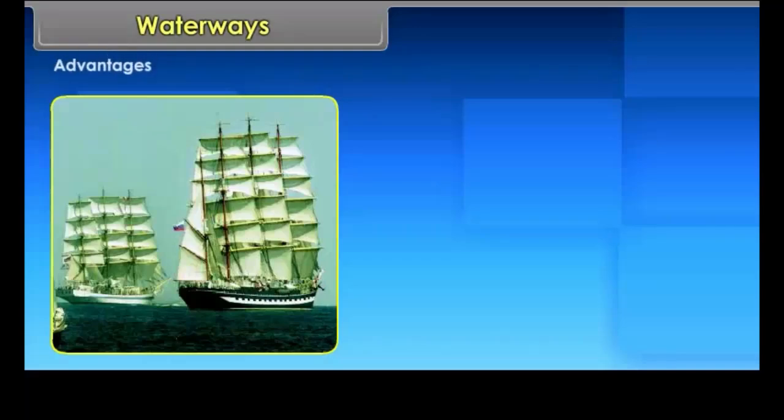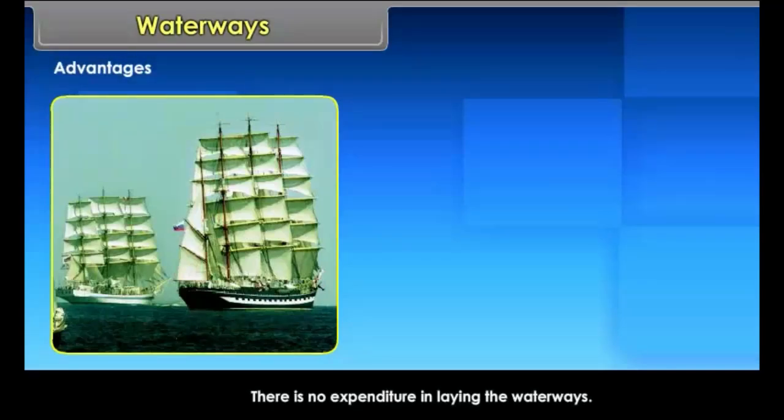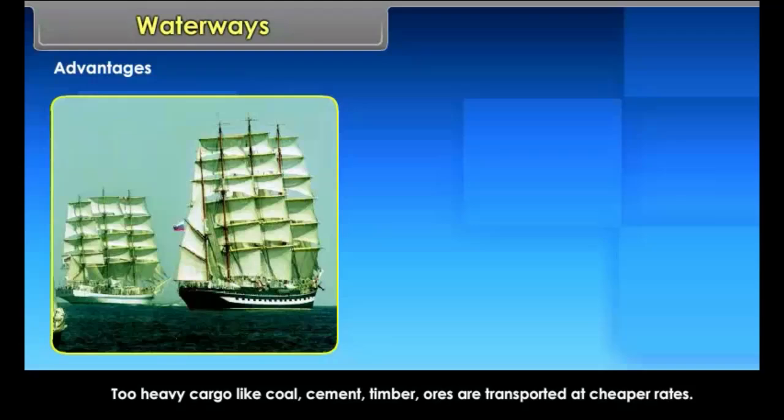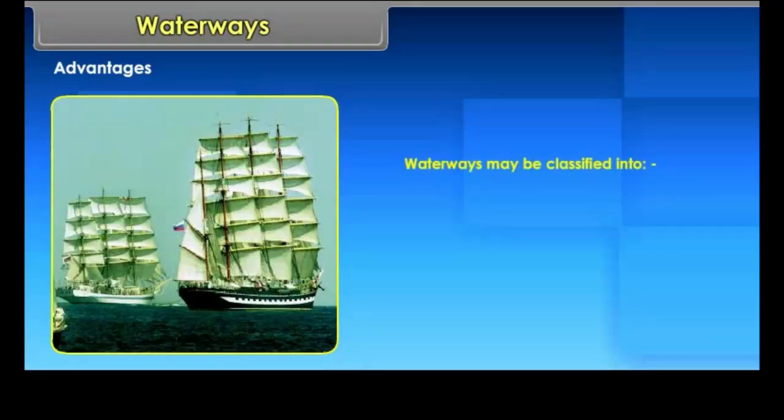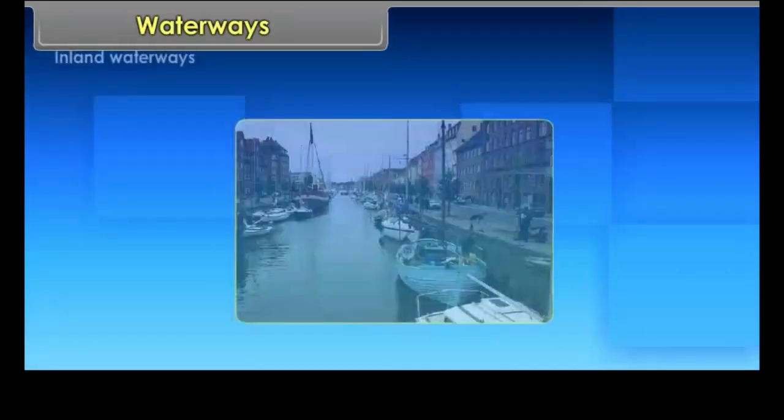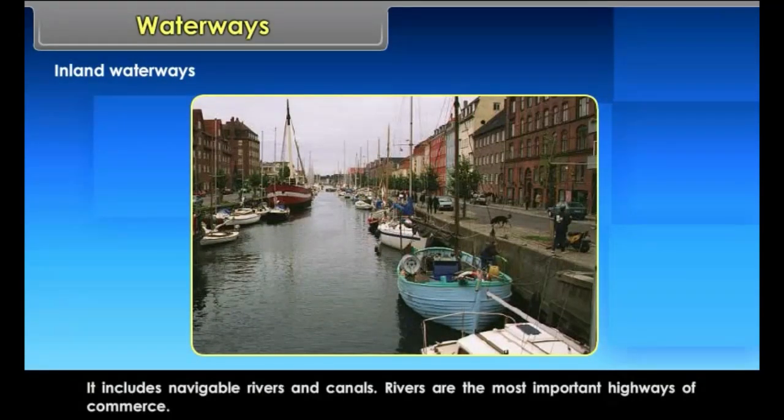Waterways. Advantages. There is no expenditure in laying the waterways. Too heavy cargo like coal, cement, timber, ores are transported at cheaper rates. Rivers are the only means of transport in dense forests. Waterways may be classified into inland waterways and ocean transport. Inland waterways. It includes navigable rivers and canals.